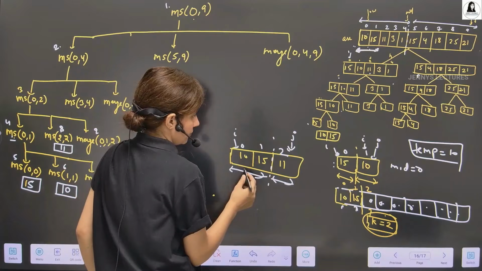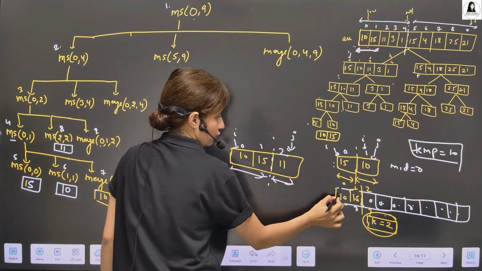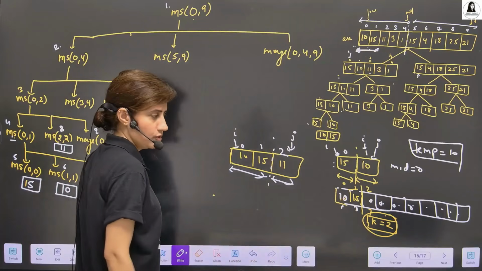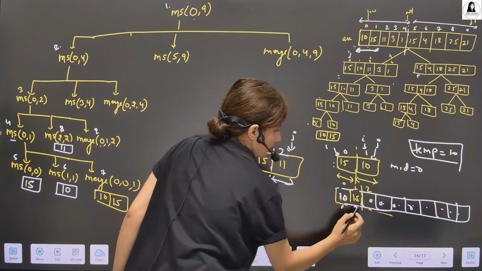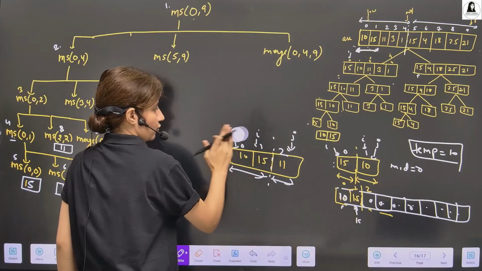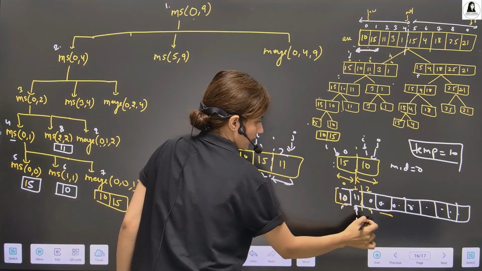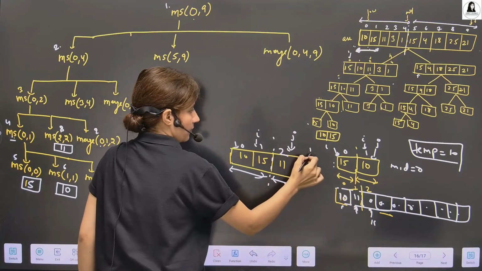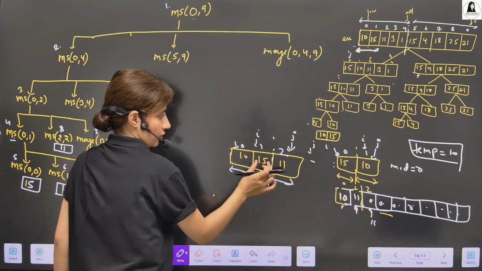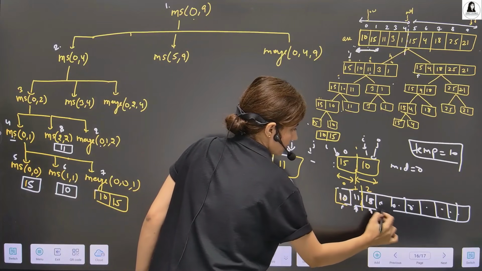Now we start comparing this with this. Is 10 less than 11? Yes. So we put 10 here first. We simply do k++. So k is pointing to here, right? And i++, i is pointing to here. Now compare this with this. Now 11 is smaller. So we just copy 11 here and k++ and j++. Now we are done with j. So remaining is 15 only. We just copy here 15. And then again k++.